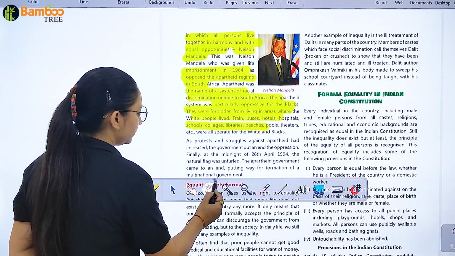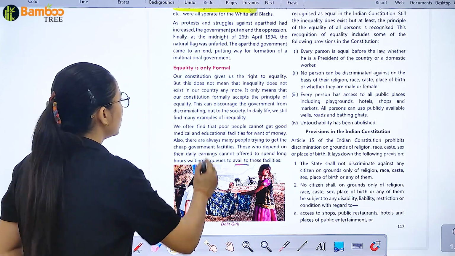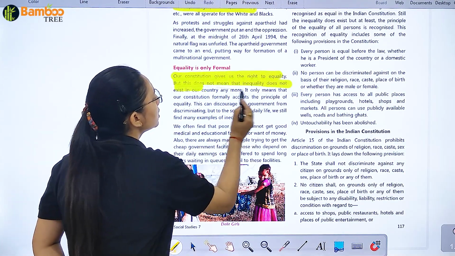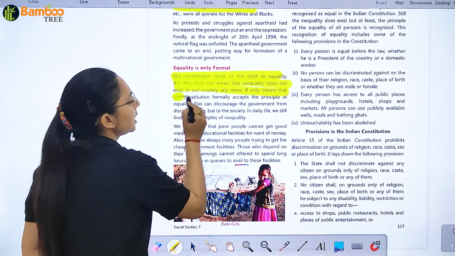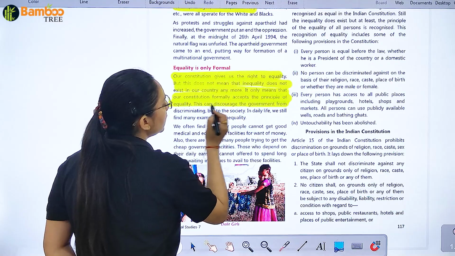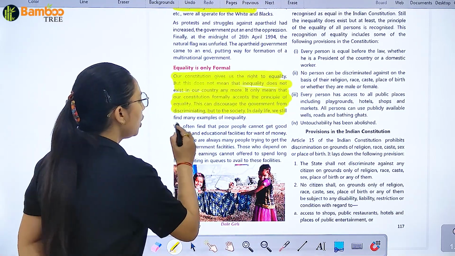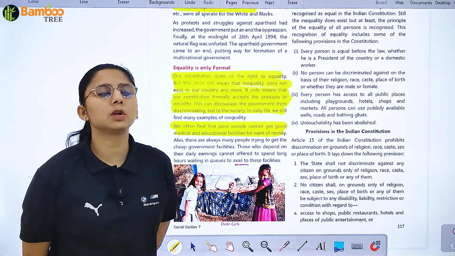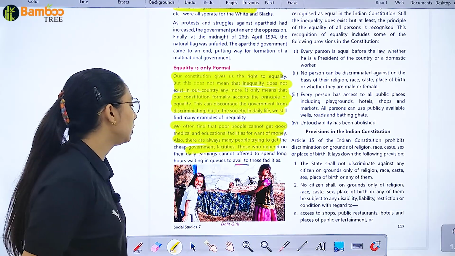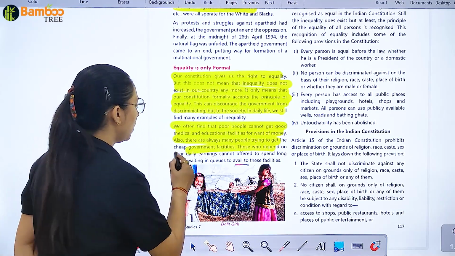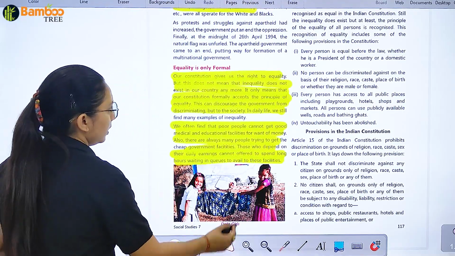Now equality is only formal. Our constitution gives us the right to equality, but it does not mean that inequality does not exist in our country anymore. It only means that our constitution formally accepts the principle of equality and also discourages the government from discriminating. Right? We often find that poor people cannot get good medical and educational facilities for want of money. Many people try to get cheap government facilities, and those who depend on their daily earnings cannot afford to spend long hours waiting in a queue.